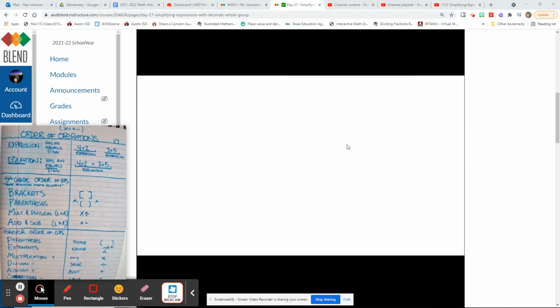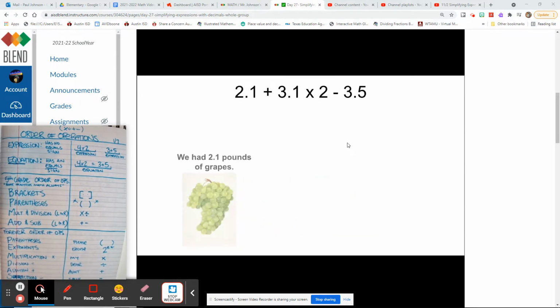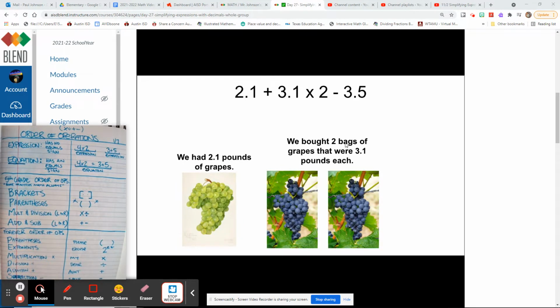So let's move on. This one gives us another situation. We had 2 1/10 pounds of grapes. We bought 2 bags of grapes that were 3 1/10 pounds each. And then it looks like something's going to happen to some grapes. What happens to our grapes? Oh, we then ate 3 5/10 pounds of grapes. So let's see if we can figure out how many pounds of grapes are left over.